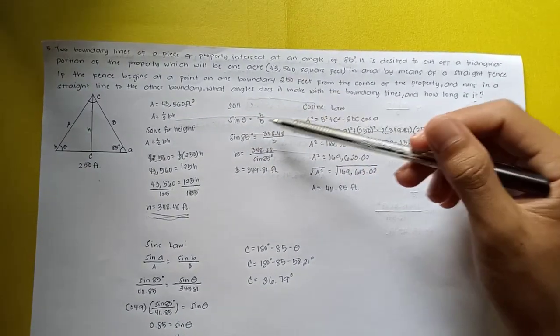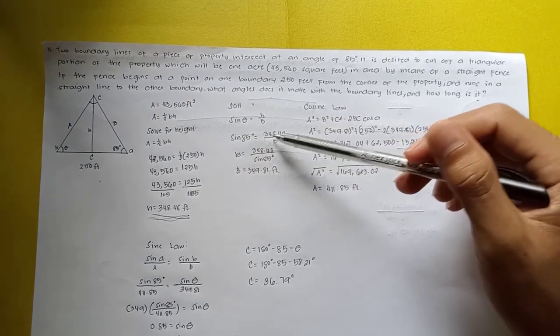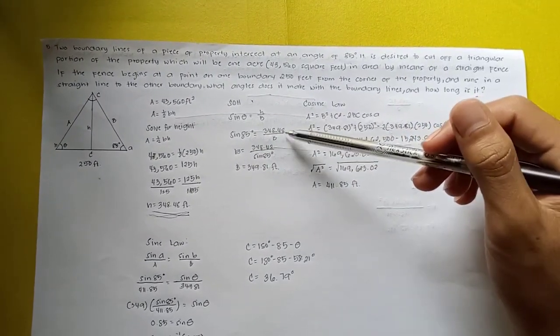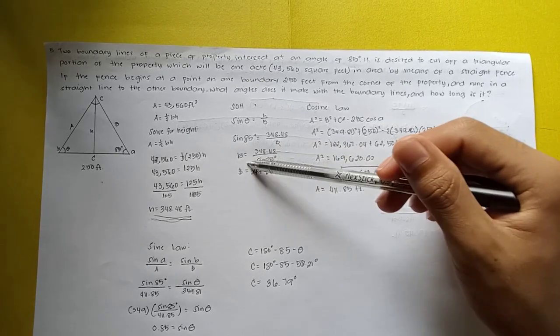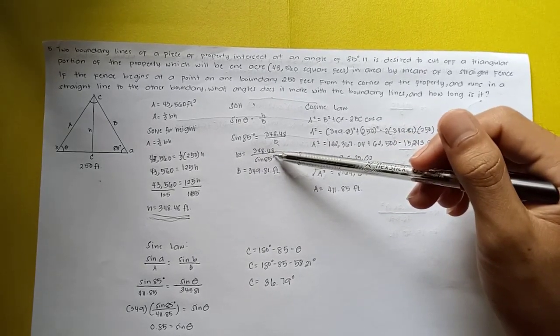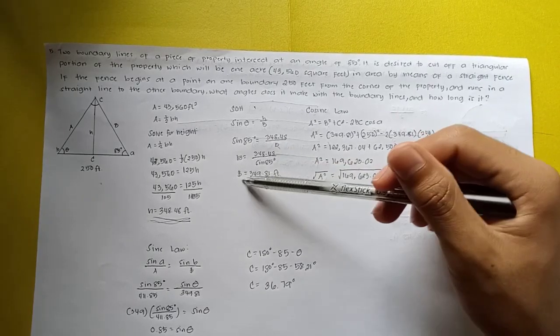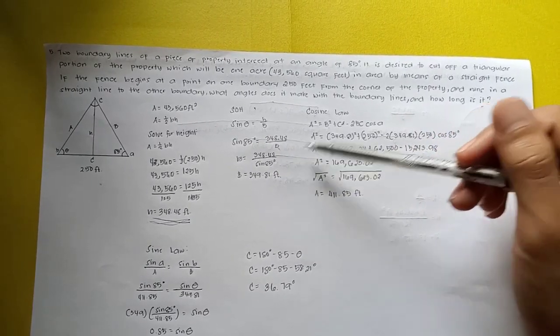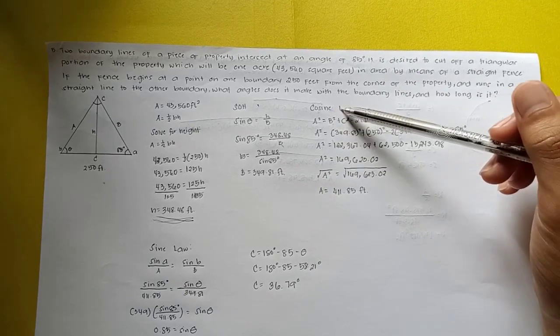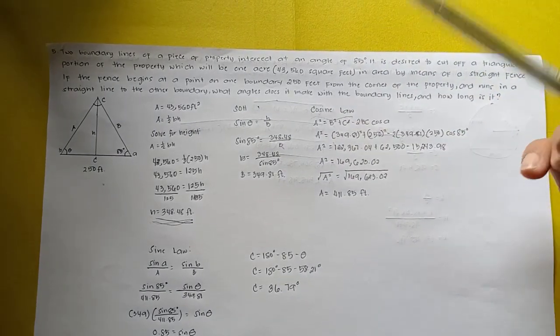So we will use sine theta equals H over B. Sine 85 degrees equals 348.48 over B. B equals 348.48 over sine 85 degrees. B equals 349.81 feet. And then next we will use cosine law.